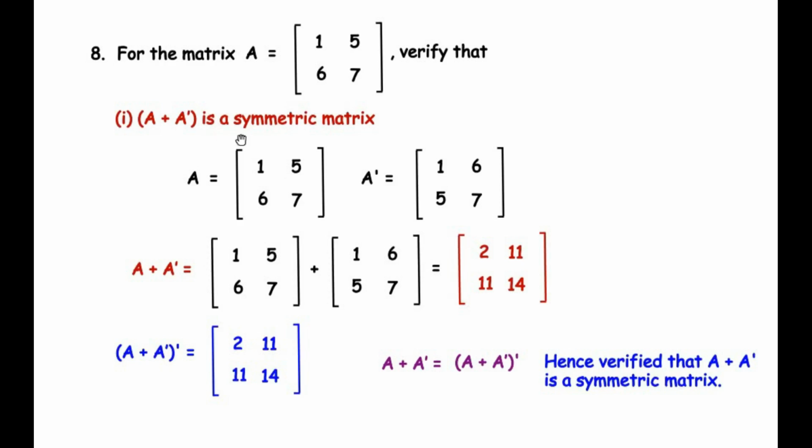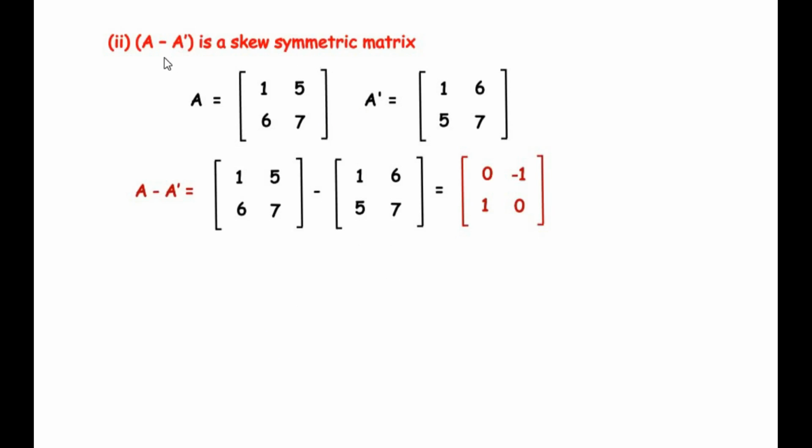Now let us move on to the second sub question. We have to verify that A minus A transpose is a skew symmetric matrix, which means that we have to first find out A minus A transpose and then find its whole transpose and see if the transpose elements are opposite sign as that of this original matrix. So here we have taken again the A and A transpose elements, and performing the subtraction we get 1 minus 1 is 0, 5 minus 6 is minus 1, 6 minus 5 is 1 and 7 minus 7 is 0.